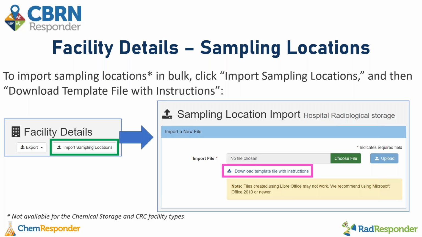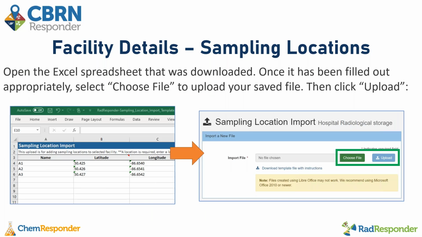So what you'll do is you'll click import sampling locations and you'll be brought to the sampling location import page. We always suggest that you click the download template file with instructions, no matter how many times you've done this before, just to make sure you have the most updated Excel spreadsheet. So you'll download the template file, and once the Excel spreadsheet was downloaded, you'll fill it out with all the required fields, save it to your computer, and then go back to your sampling location import page, choose that file, whatever you named it as, and then click upload for your sampling locations to be uploaded in bulk.